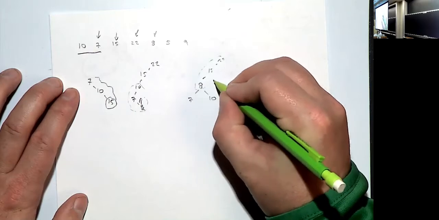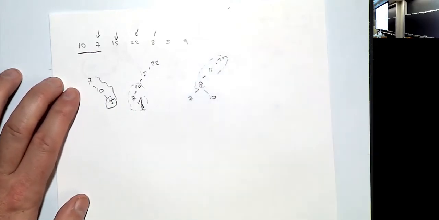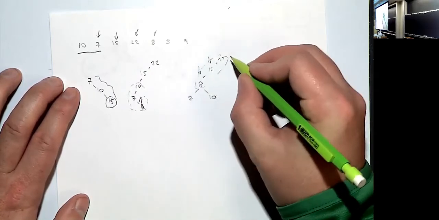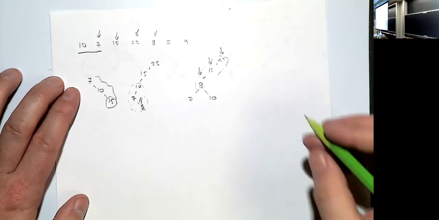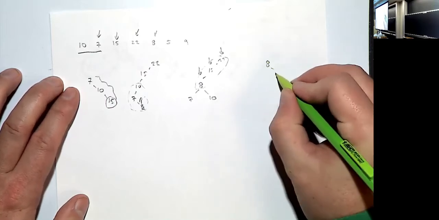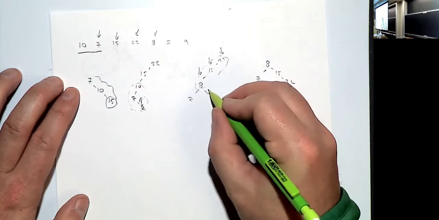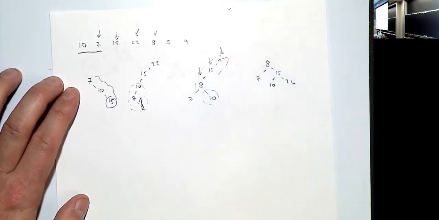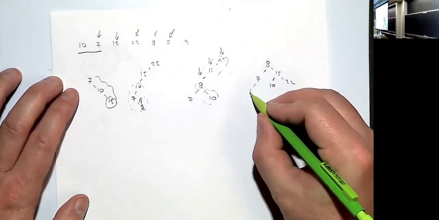This is now a zig-zig. So in a zig-zig, this is going to move up to become the new root. 15 will become the new right child, and 22 will become the new right child of 15. So we would have 8, 15, 22. 7 would remain the left child, and the key thing is that 10 is now going to become the left child of 15.